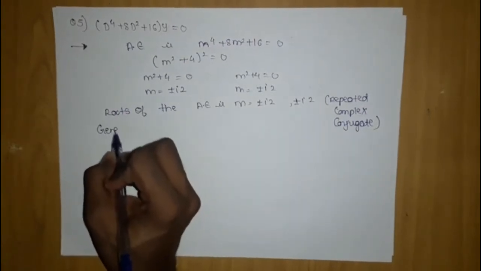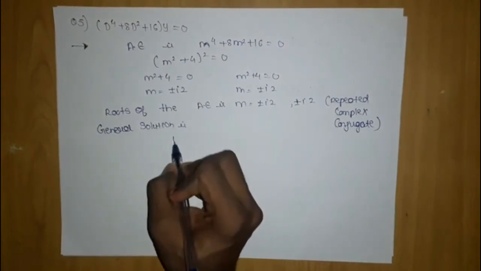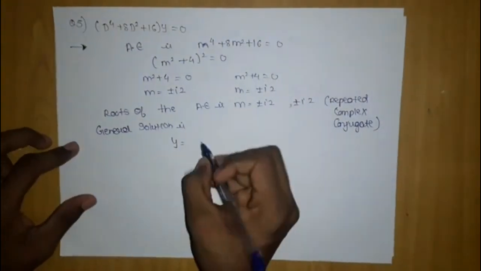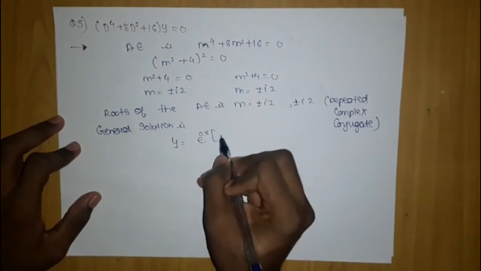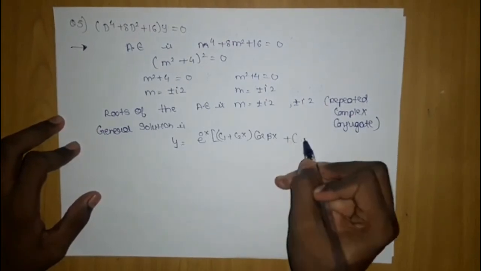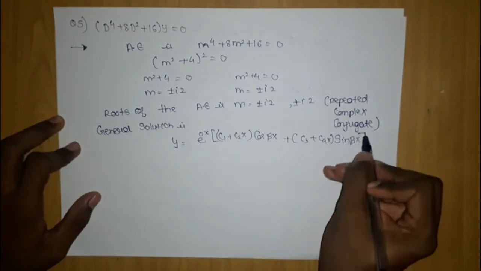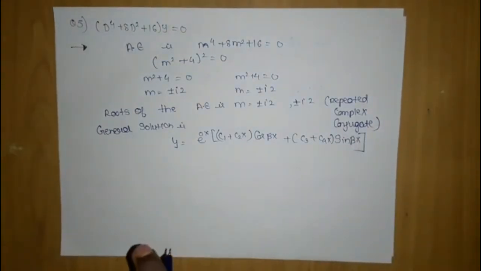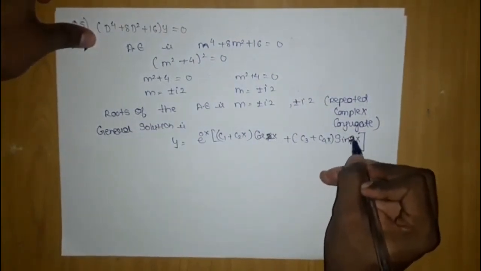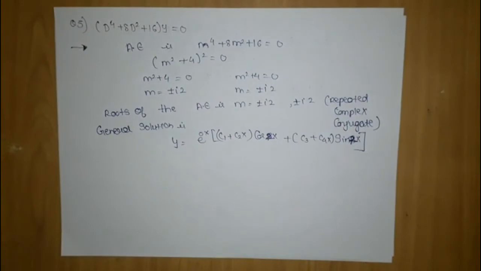So what are you getting? The general solution is y equal to e to the power real part, which is 0x, (c1 plus c2 x) into cos beta x plus (c3 plus c4 x) into sin beta x, bracket close. So this is our required answer. Instead of beta it will be 2, because here 2 is there. So cos 2x, sin 2x. So this is our required solution.